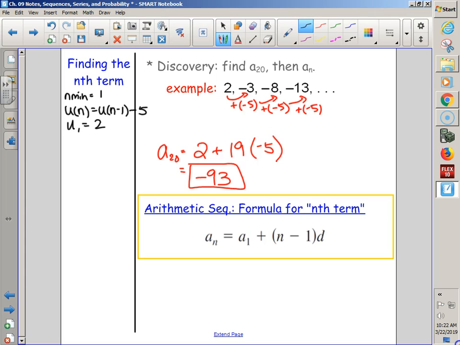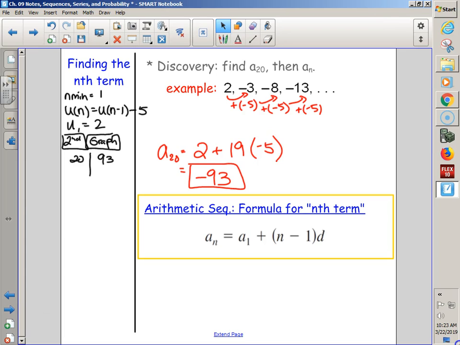Wouldn't you guys have then gone second graph? Wouldn't you have gone to your table? And didn't we look yesterday where you can have it on ask instead of auto, and couldn't you have just plugged in 20? Check it real quick and make sure you can still use your calculator. Does it pop out? Ooh, negative 93.